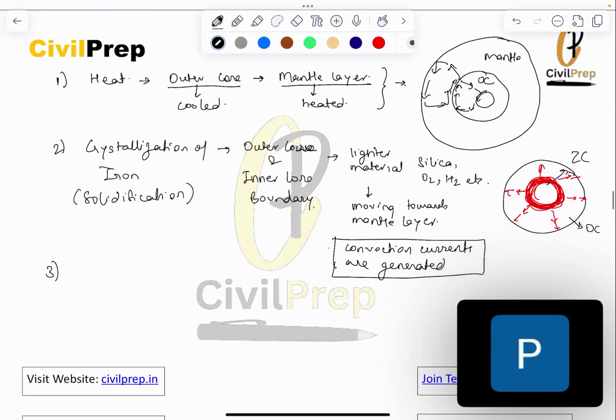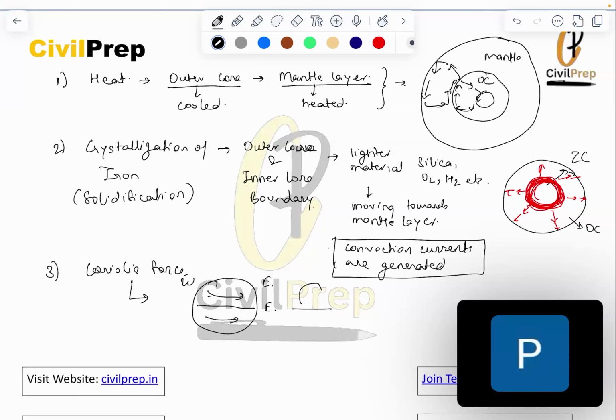Third thing, what is important? Third is the Coriolis force. As we know, this is the equator, so it is acting from west to east. It is westerly in nature, because the rotation of Earth is from west to east. So here there is the presence of Coriolis force, and because of this force acting on the outer core, it helps in the rotation of the core.